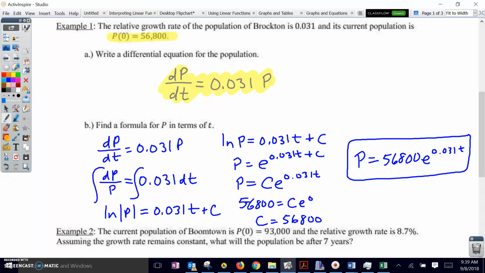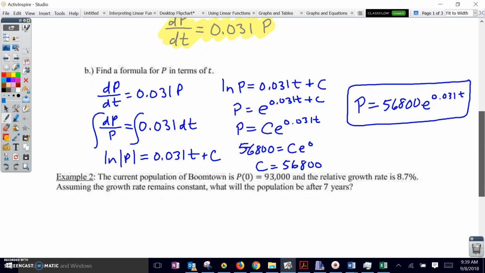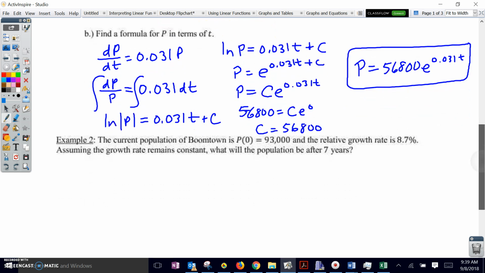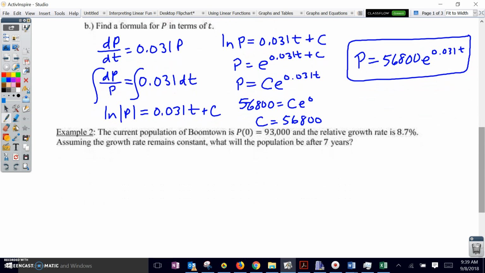And if you're really paying attention, you'll find that instead of having to go through the process of separating every time, we can take the information that we're given in the initial example and just go ahead right to a formula for P in terms of t. And that's what I'm going to do here in example 2. The current population of Boomtown is P of 0 equals 93,000 and the relative growth rate is 8.7%.